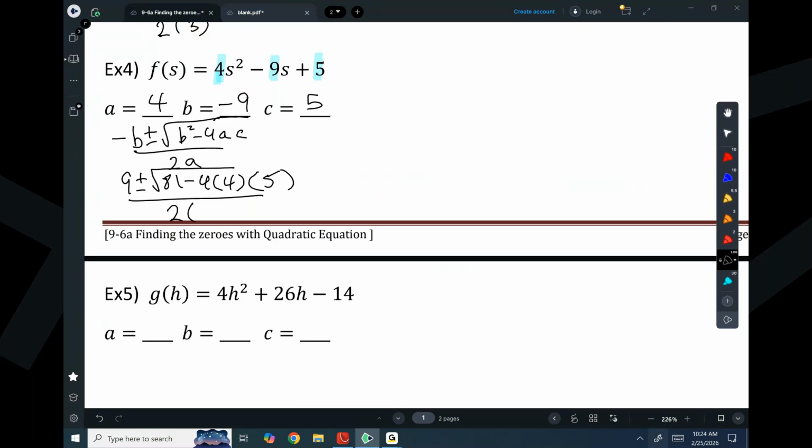Over 2 times what? A is 4, so 2 times 4, right? All right, we're going to simplify this up here. That's going to be 9 plus or minus the square root of 81 minus 80. Oh, that's easy. Over 8, right? 81 minus 80 is 1. So this becomes 9 plus or minus the square root of 1 over 8. What is the square root of 1? If you already know it, you can just write it here and say that's 1.